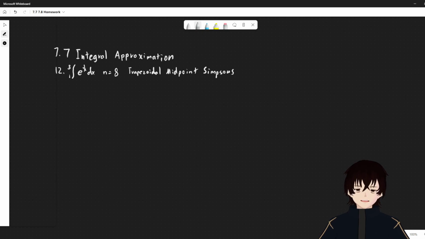But anyways, oh man, this is a chapter I absolutely did not want to do, because this is just a ton of algebra. Anyways, number 12 wants us to approximate the integral of e to the power 1 over x with an n of 8 using the trapezoidal, midpoint, and the Simpson's rule. So we got a 3-in-1 combo here. Why does my pen feel weird?